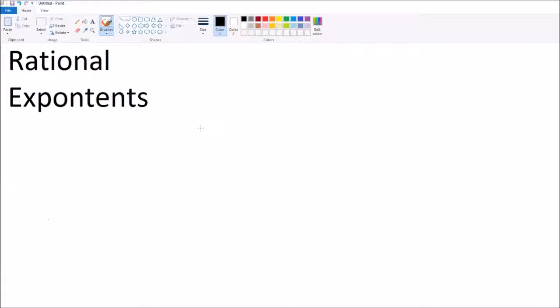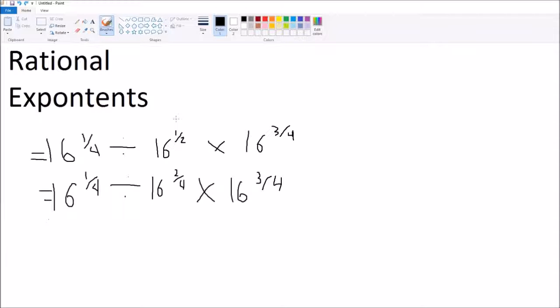Now let's look at an example of rational exponents being multiplied and divided. Say you're given an equation like this: 16 to the power of a quarter divided by 16 to the power of a half multiplied by 16 to the power of 3/4. First we need to make sure that the denominators are all the same. The lowest common denominator for all of them would be 4. To get that 1/2 to 4 would basically be multiplying the numerator and denominator by 2, making it 2/4.